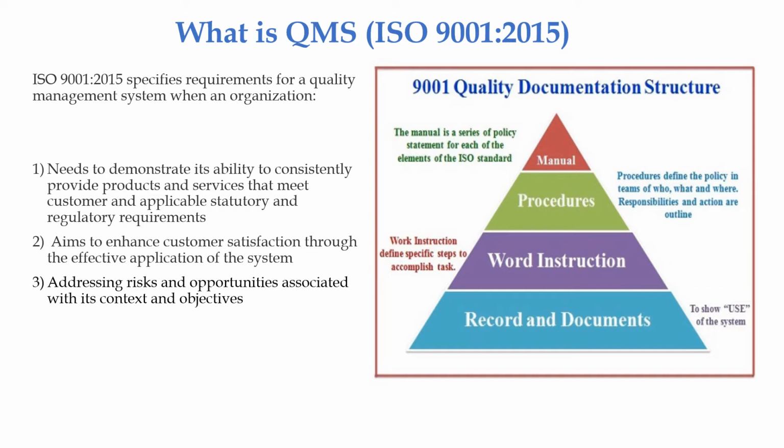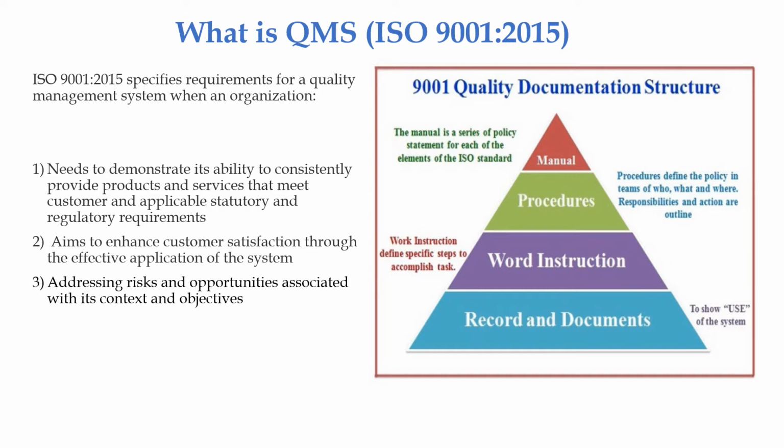QMS, which is ISO 9001:2015, specifies the requirements for a quality management system where an organization needs to follow three important aspects. The first aspect, it needs to demonstrate its ability to consistently provide products and services that meet customer and applicable statutory and regulatory requirements. Second, it aims to enhance customer satisfaction through an effective application of the system. Third, addressing the risk and the opportunity associated with its context and objectives.